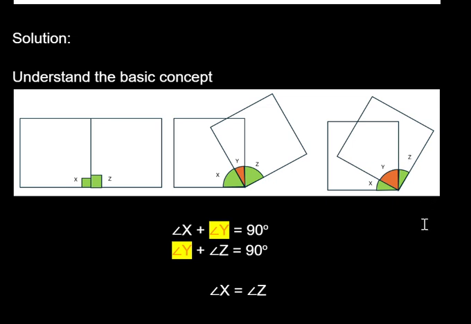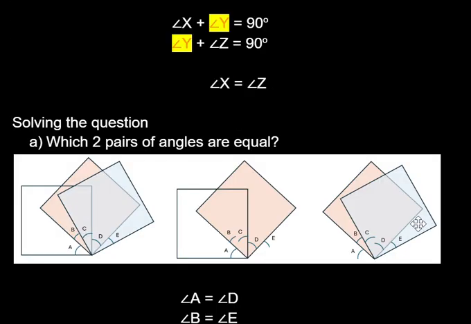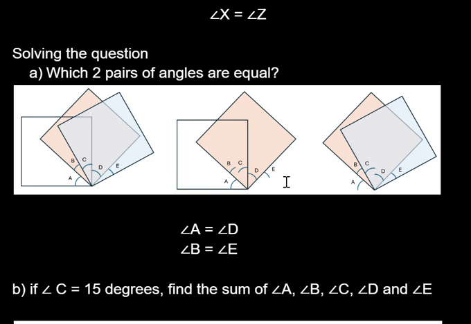Once you are able to understand this basic concept, we can now look at the question itself. The question is, which two pairs of angles are equal? To let you see the three squares, I purposely put them in three different colors. The first one is white, the second one is a bit brown, and the third one is a bit blue. This is exactly the diagram from the question, except I put them in color so that you can see properly.